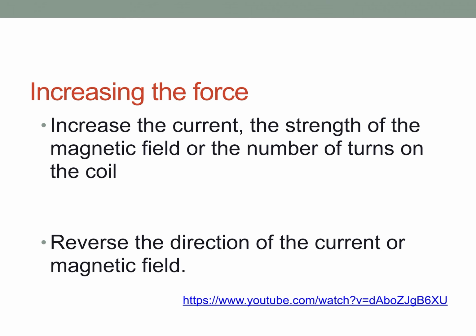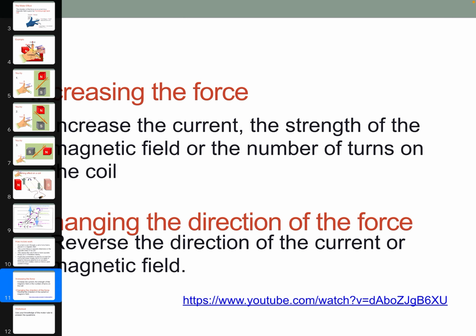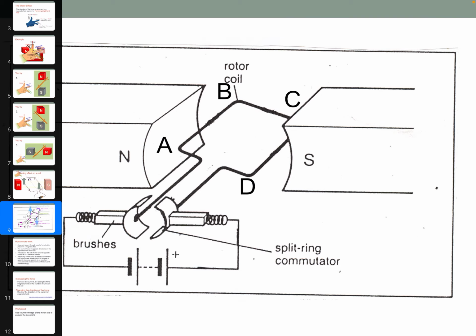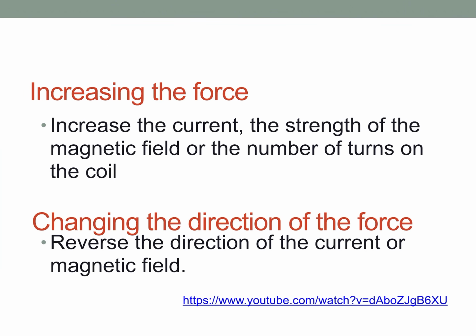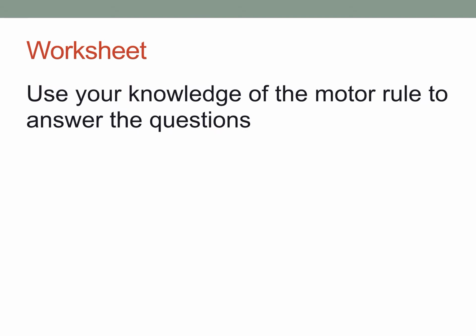Let's say I want my motor to spin faster. I'm in a car and I want to speed up. To do that, I need to increase the force, and I can do that by increasing the current, the strength of the magnetic field, or the number of turns in the coil. This coil only has one loop on it, but if I add 2 or 3 or 4 or 1,000, it will go much faster. If I want to go backwards and reverse which way the motor is turning, I need to change the direction of the force. And I can do that by either reversing the direction of the current or reversing the magnetic field.